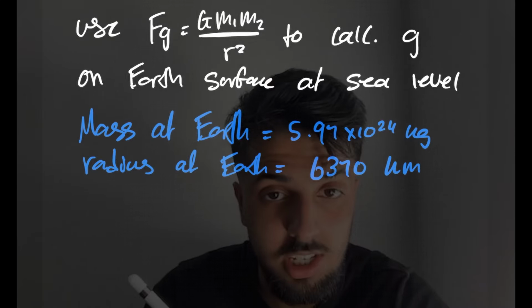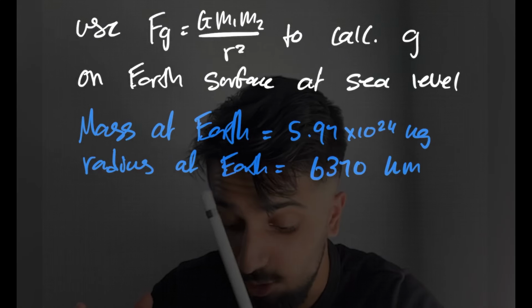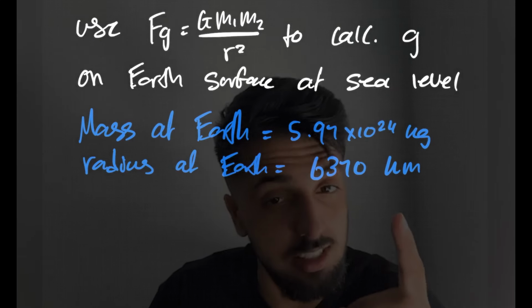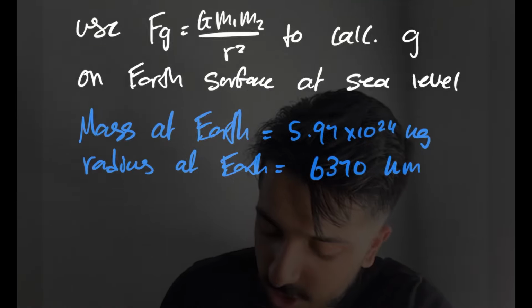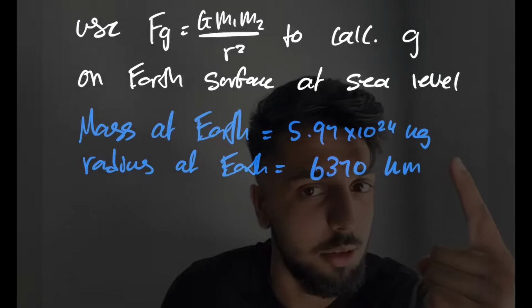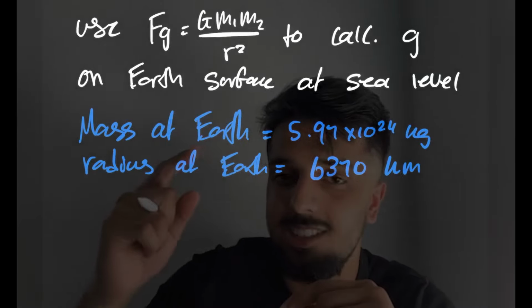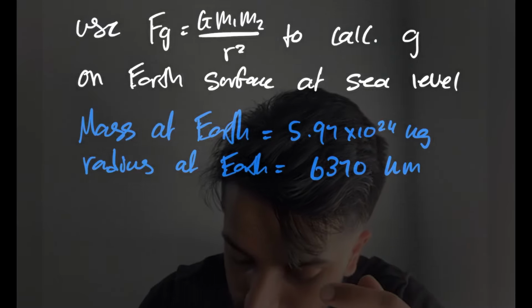Okay, so we have another question here. We can use Fg to find the acceleration due to gravity on the Earth's surface at sea level. That's an important statement there. The radius of the Earth would be different if we're up on a mountain, right? Because that extra distance needs to be accounted for. So we're at sea level, so we don't need to worry about that.